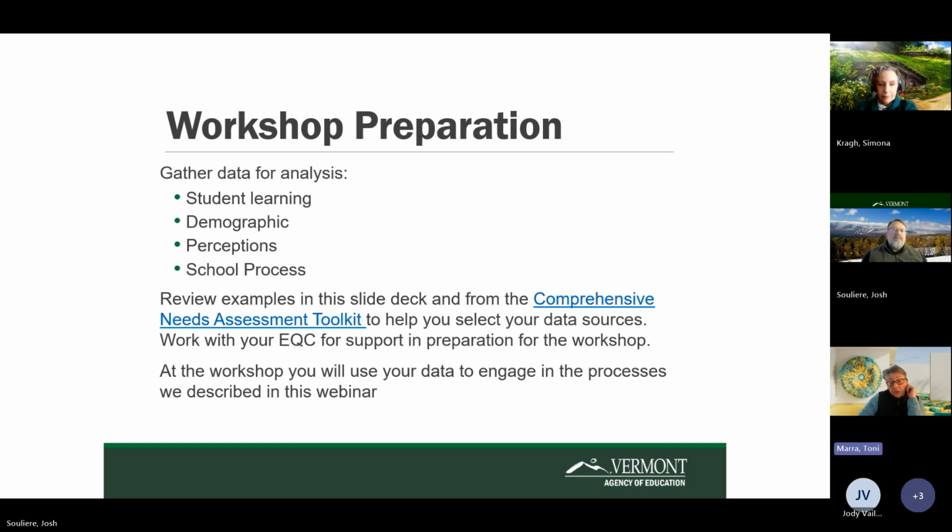And then speaking of the workshop, in order to prepare for it on the 28th, please gather student learning, demographic, perception, school process data. And then again, the CNA toolkit can help you select your data sources, and feel free to reach out to your EQC for support. At the workshop, we will use your data to dive deeper into the process as we talked about today.